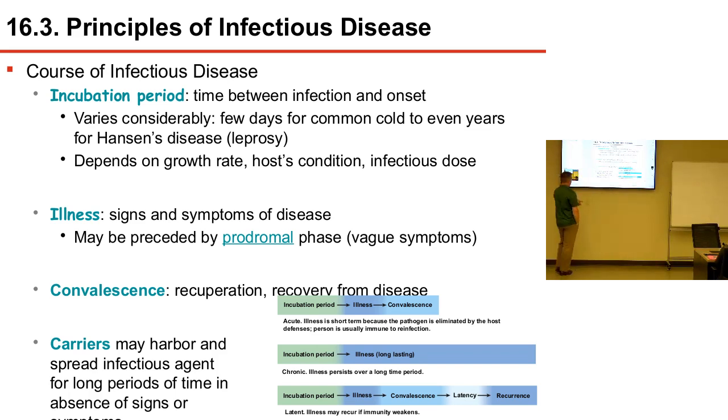So you may harbor and spread an infectious agent for long periods of time, even though you are not sick at all. We'll talk about the famous story, Typhoid Mary, when we get to Salmonella typhi. Essentially, she was a carrier. Nowadays, we know how to get rid of it. We can actually remove the gallbladder. People that have typhi are carriers, and that makes them healthy. How to get rid of it.